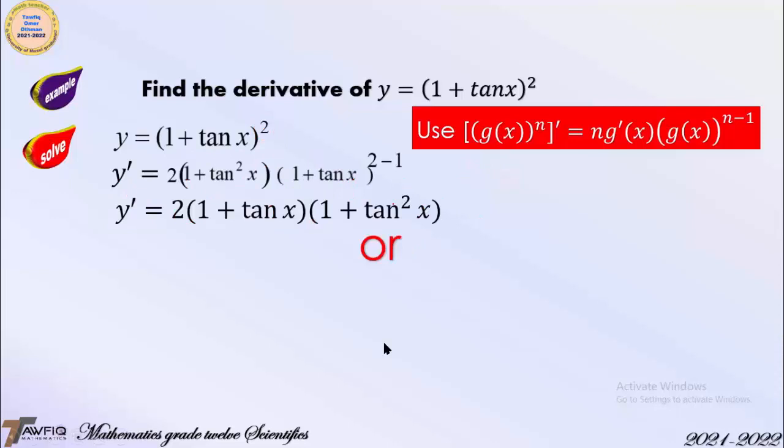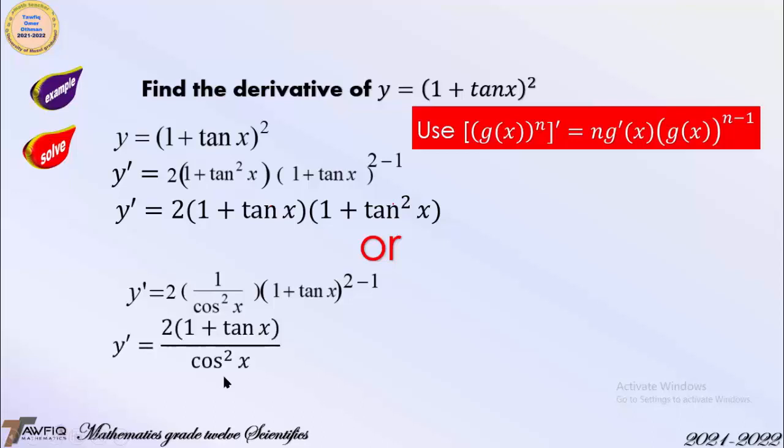Or we can do it in another way, because inside the bracket is g(x), which equals 1 plus tangent x, and its derivative, or g prime of x, is equal 1 over cosine square x. Then y prime is equal, first of all, write the power, then the derivative, then the function, and the power minus 1. Simplifying it, y prime is equal to 1 plus tangent x over cosine square x.